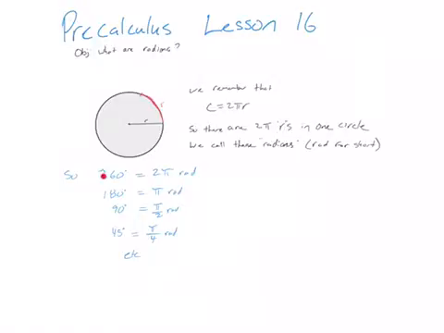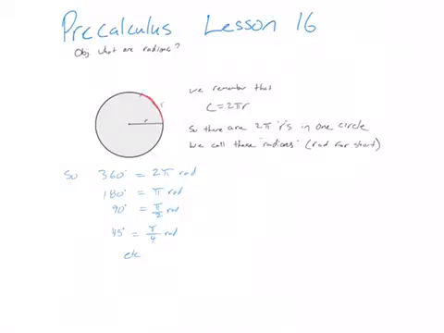So that means that 360 degrees is the same thing as 2 pi radians. And we just abbreviate radians to rad, but we still say radians. It's just an easier way to write it. If you divide both sides by 2, that means 180 degrees would be pi radians. 90 degrees would be pi over 2 radians. 45 degrees would be pi over 4 radians, etc. And you can find more and more of these if you want.